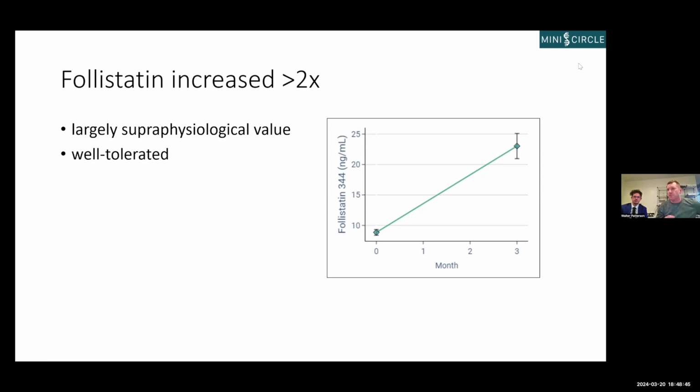This is not completely supraphysiological. There are cases in which people have follistatin in this range, but most people's follistatin is not this high. And it's also important to note that despite raising follistatin to a level that's higher than most people normally experience, all evidence, all data we've generated are consistent with this being well tolerated.